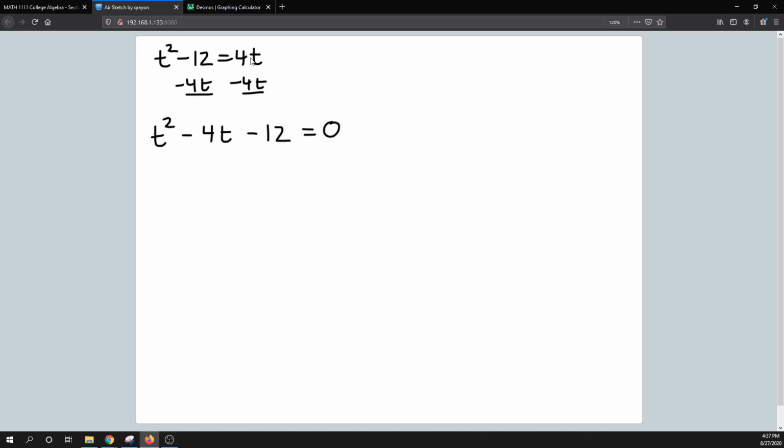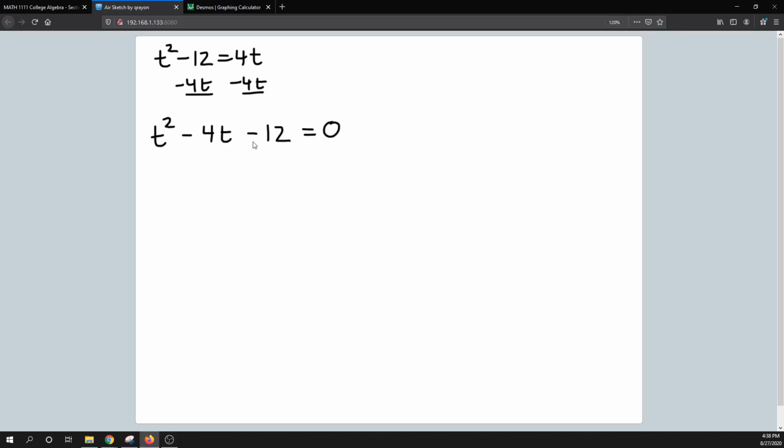All right, so subtracting 4t gives us this expression over here on the left side. I've got 0 on one side, everything over on the other side. Next, I want to factor this as much as possible. Remember, the first step in factoring is to look for the greatest common factor. Here, the greatest common factor is 1, so that does not help at all.